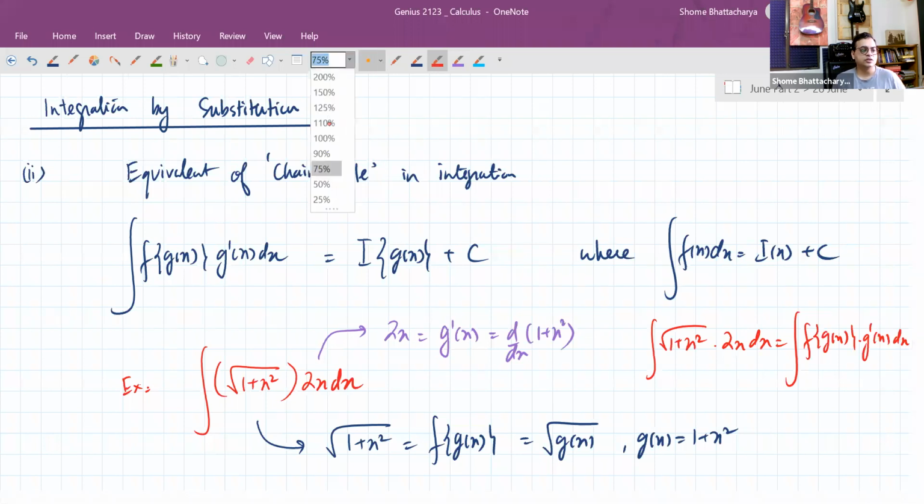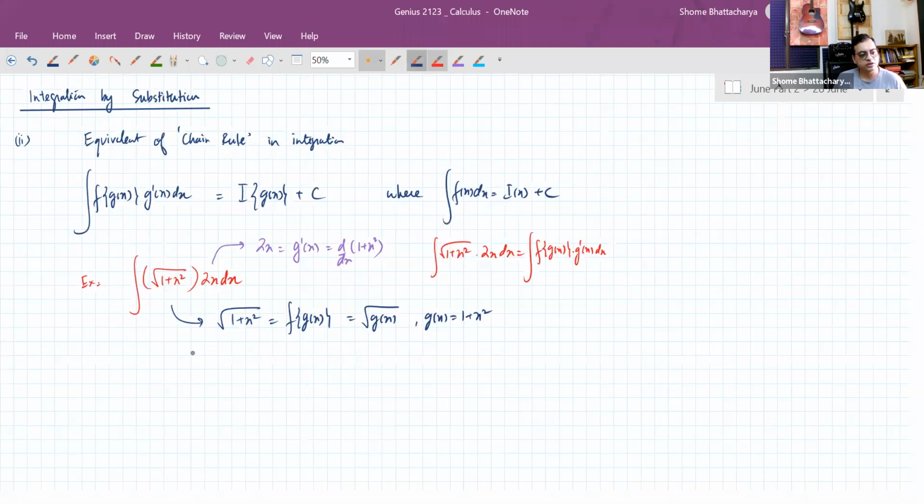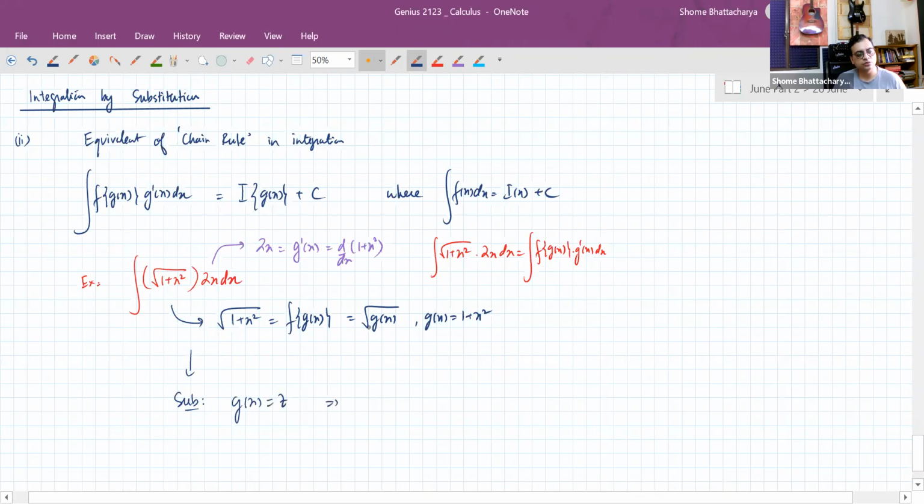So to understand how we get this formula, we can use the method where we substitute g(x) as z. In this case, g(x) is which term? 1 plus x square. So we substitute 1 plus x square is equal to z. This is our dummy variable. Then differentiate both sides. So 2x is equal to dz by dx. That means 2x dx can be substituted as dz.